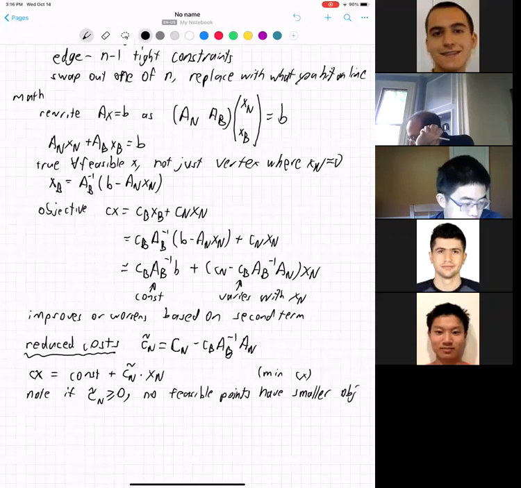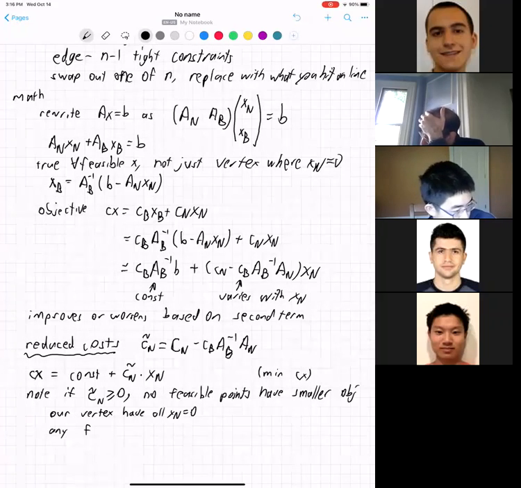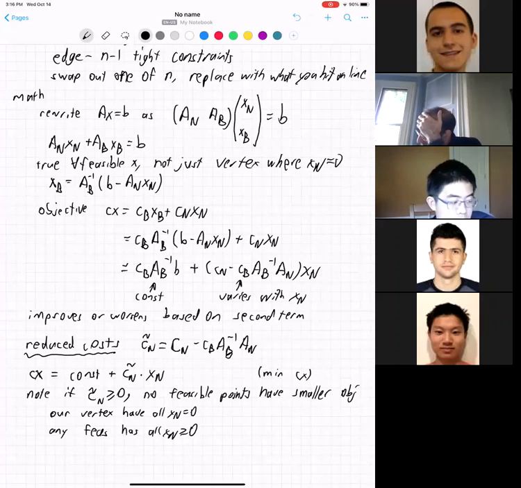Because at the vertex, all the xn have to be 0, and if we move away from it, then the xn must be increasing. Exactly, right? Our vertex has all xn equal to 0. Any feasible point has all xn greater than or equal to 0. So it's only going to contribute a positive, or non-negative, value to the cost that we've already achieved. So it's not going to be any better. Okay.